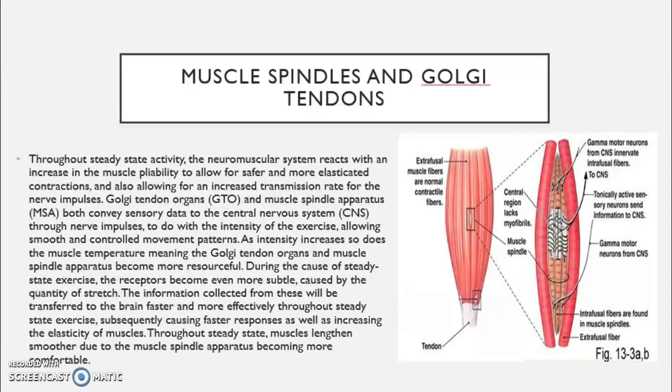During the course of steady-state exercise, the receptors become even more subtle, caused by the quantity of the stretching. So the information collected from these will be transferred to the brain faster and more effectively throughout steady-state exercise, subsequently causing faster responses as well as increasing the elasticity of the muscles. Throughout steady-state exercise, muscles lengthen smoother due to the muscle spindle apparatus becoming more comfortable.